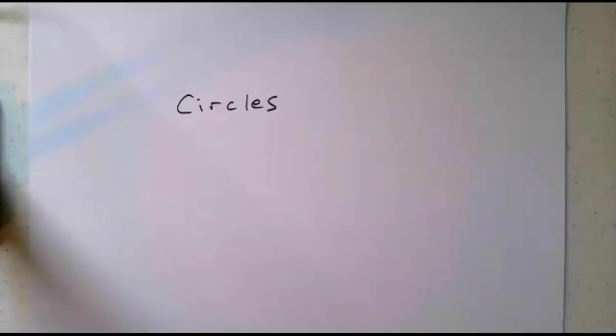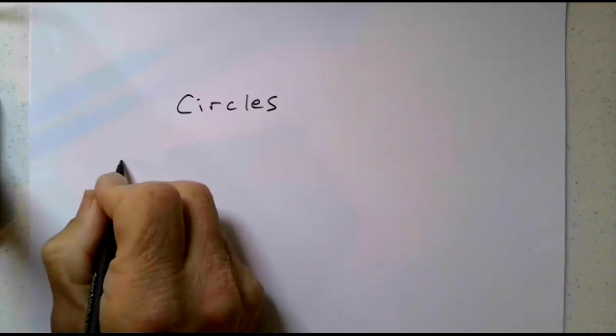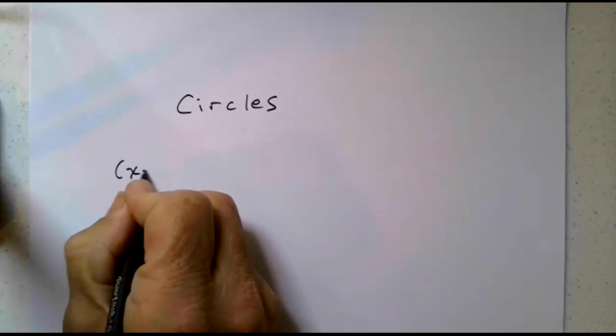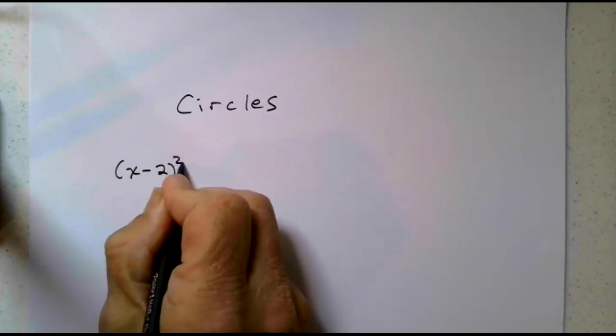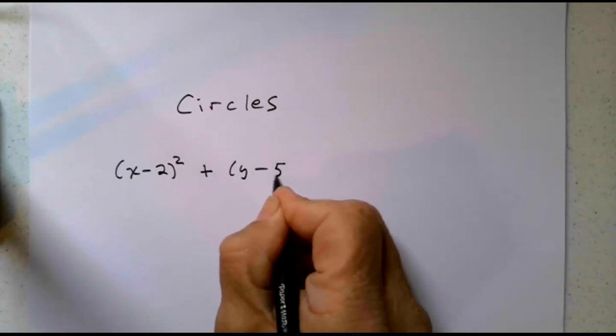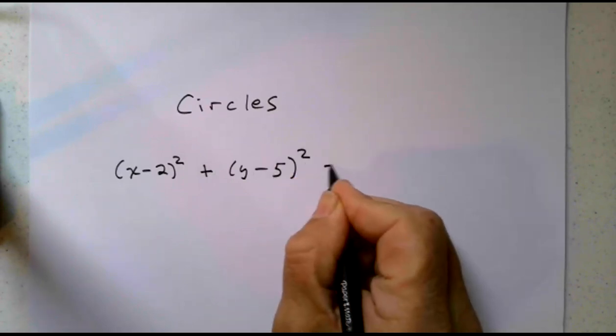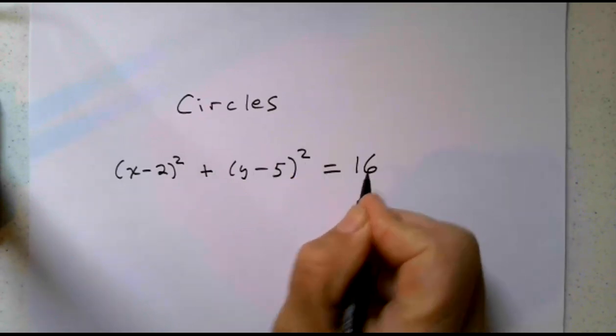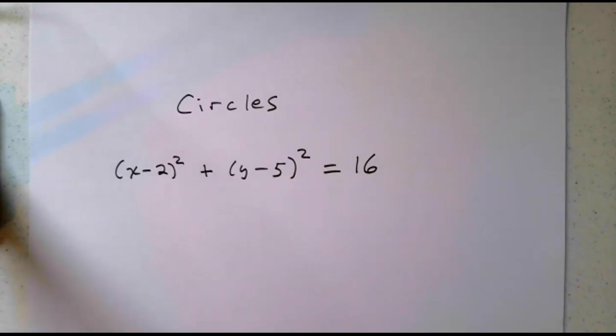This lesson is on circles. So let us take a look at an example. x minus 2 squared plus y minus 5 squared equals 16. And we want to think about what that looks like. So let's go ahead and graph that on Desmos. And let's take a look at it.